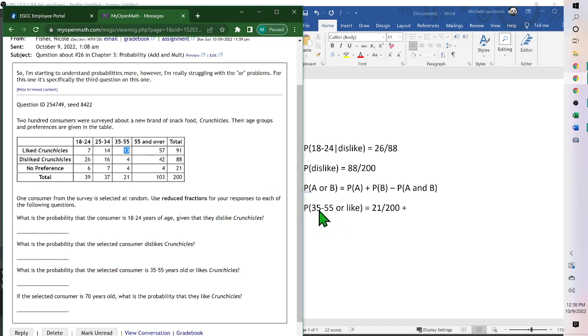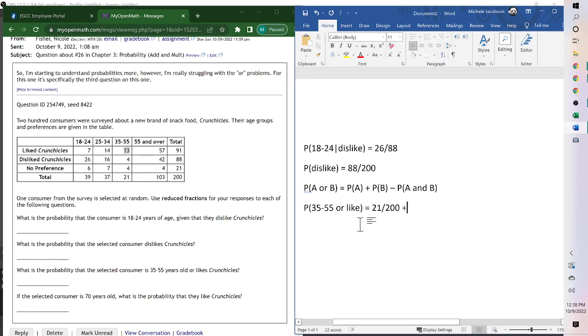So the probability of 35 to 55 was 21 out of 200. The probability they like it going across was 91. But we added that 13 in twice. And that's the probability of A and B, which would be 13 out of the 200. So you have to subtract that out. We would add that, and reduce the fraction.